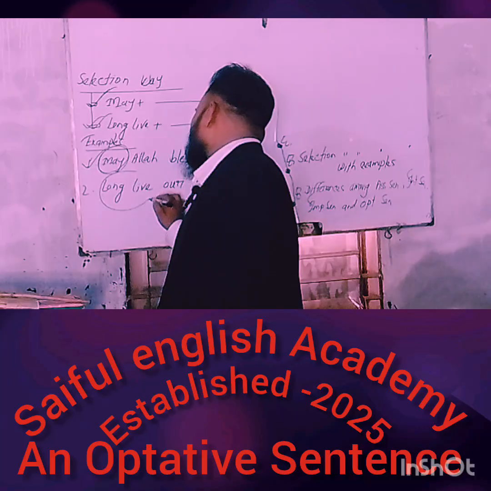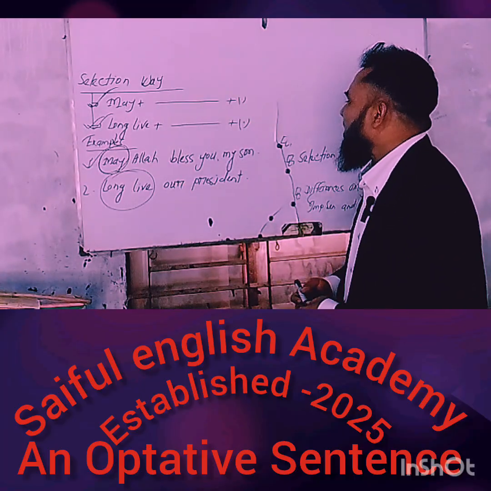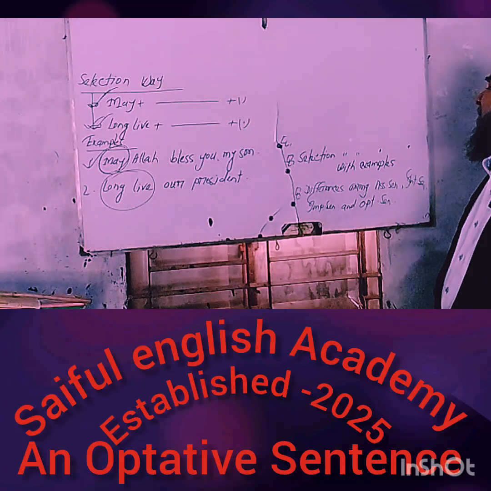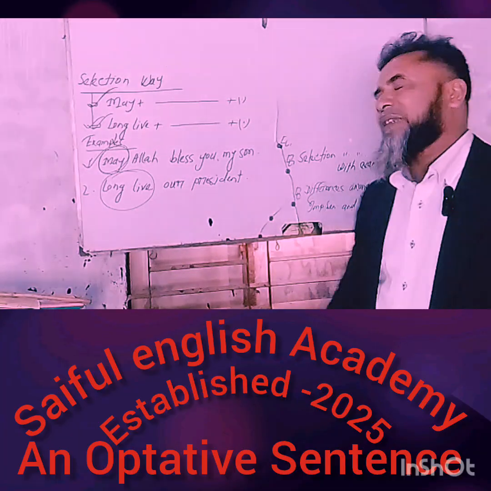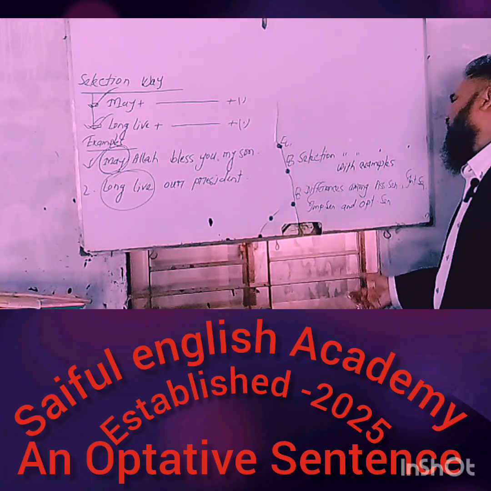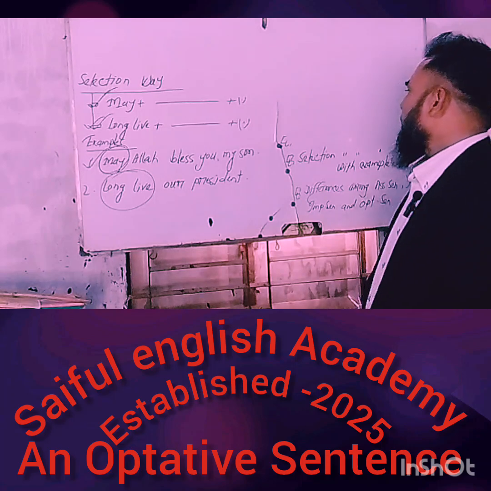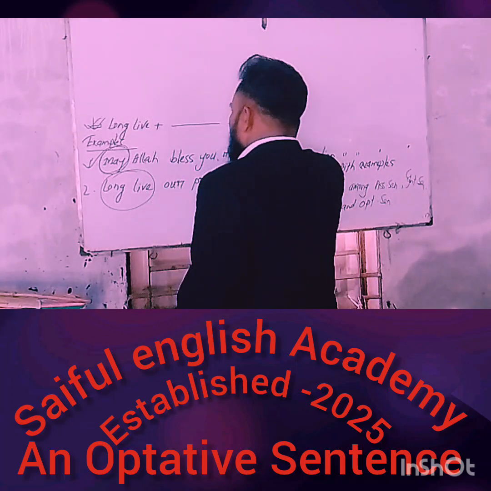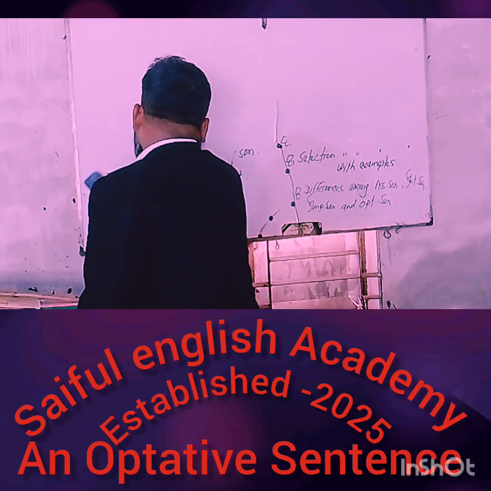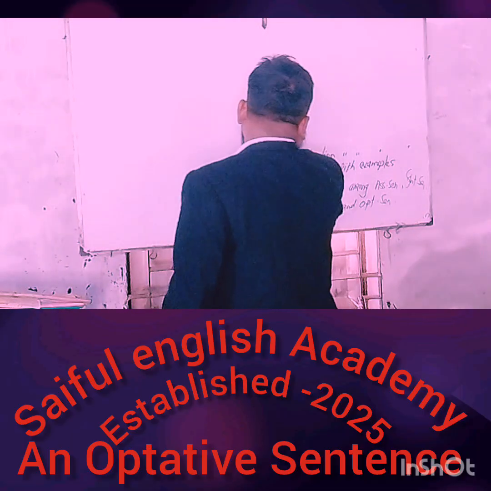Second example, my dear learners, starting with long live. Long live our president. This sentence is started with long live and finally ended with a full stop. So, my dear learners, of course, you have understood the optative sentence clearly.